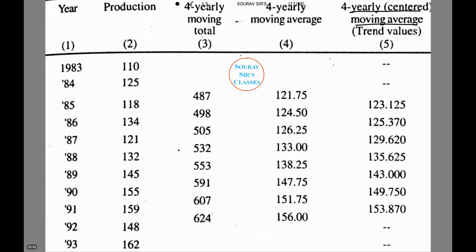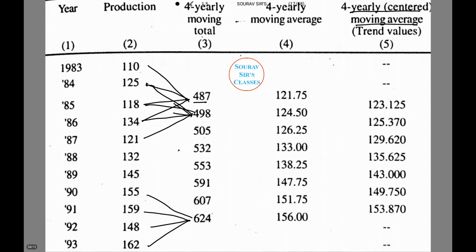Similarly, like the 3-year moving total, we have 487 obtained by summation of 4-year totals. Similarly, leaving 110 and taking 121, we have 498. And continuing further till 624. And now dividing them by 4, we obtain the fourth column.